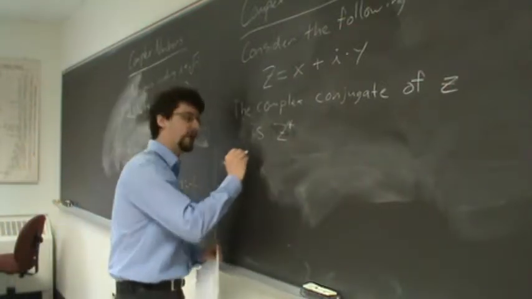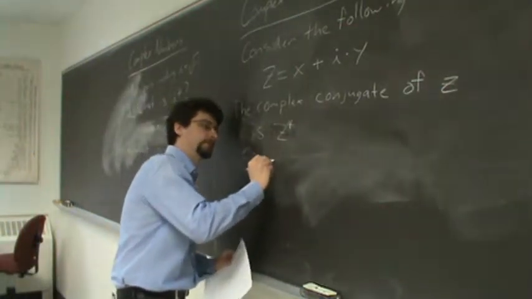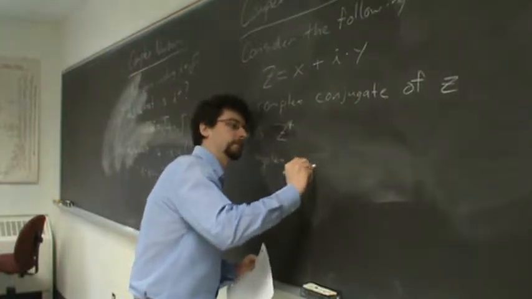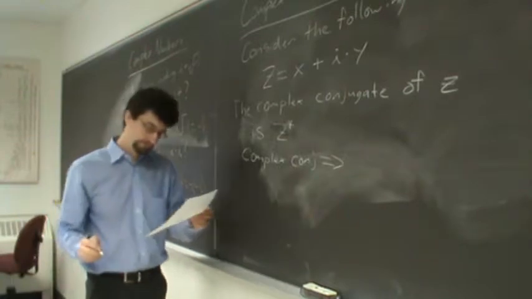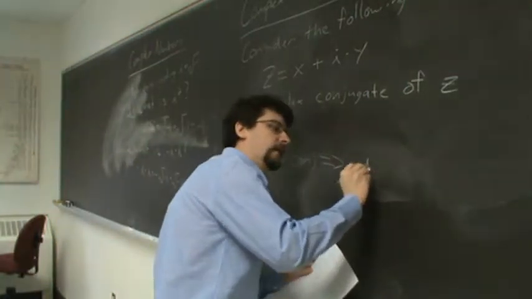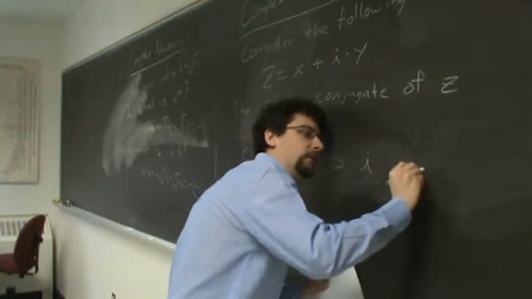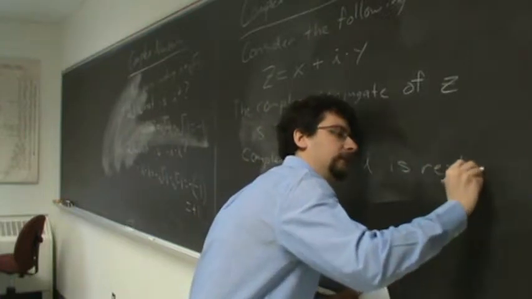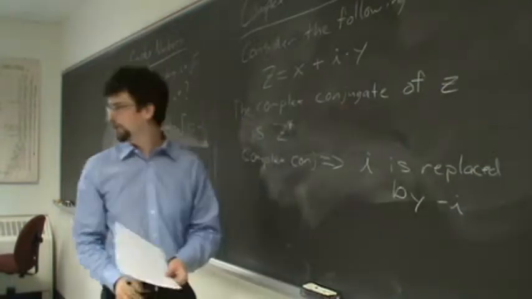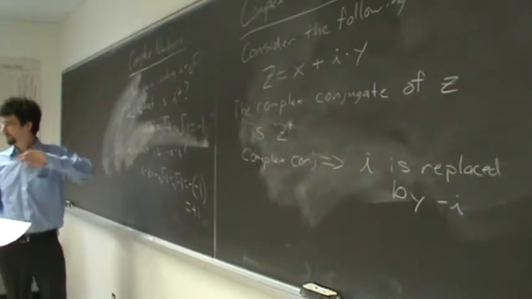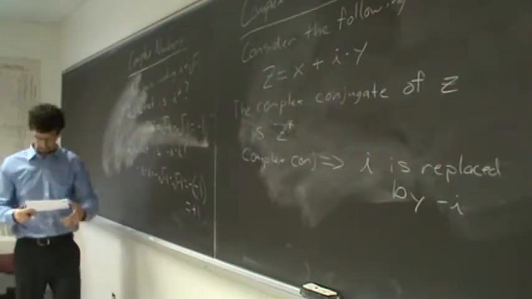Basically what a complex conjugate is, wherever you have i, it's replaced by -i. So wherever you see i, you're just going to put -i there.